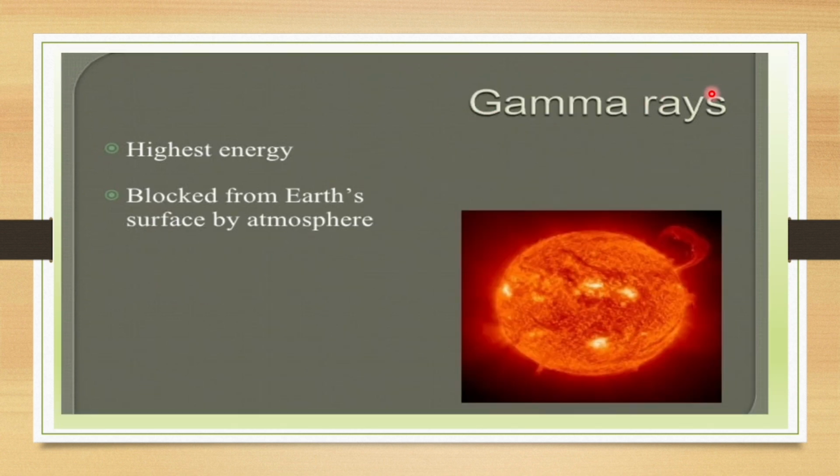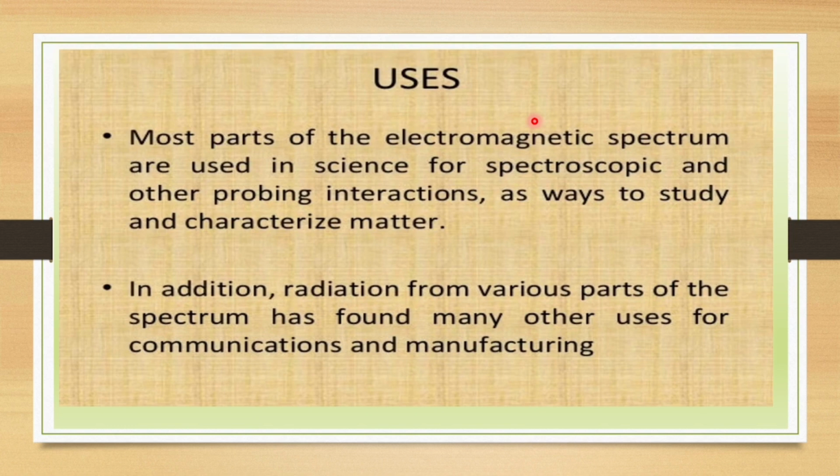Last but not least, gamma rays. Gamma rays have the highest form of energy because of the higher frequency and shorter wavelength, and they are blocked from Earth's surface by the atmosphere. They are used in medical treatment for curing cancer. Most parts of the electromagnetic spectrum are used in science for spectroscopic and other probing interactions as ways to study and characterize matter. In addition, radiation from various parts of the spectrum has found many other uses for communications and manufacturing.